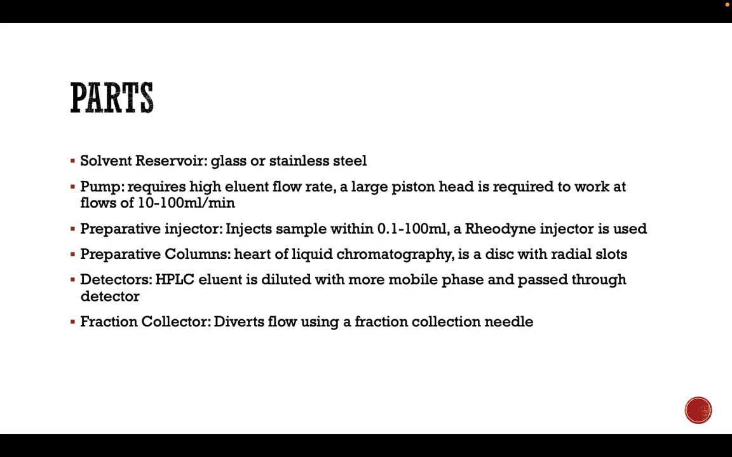Now the detectors. HPLC eluent is diluted with more mobile phase and is passed through the detector. Now with the fraction collector, we said that with preparative HPLC, it diverts the flow into a fraction collector, and it diverts the flow using a fraction collection needle.